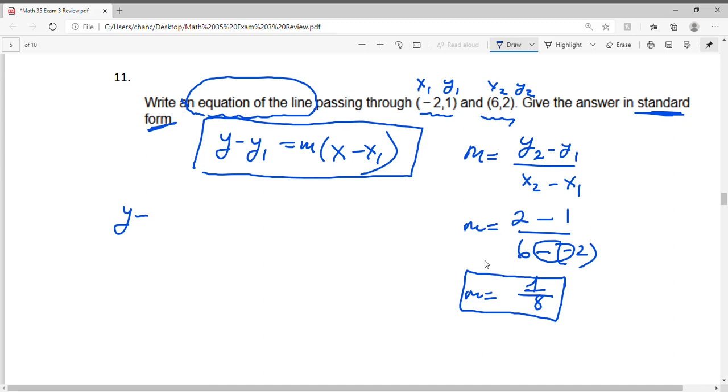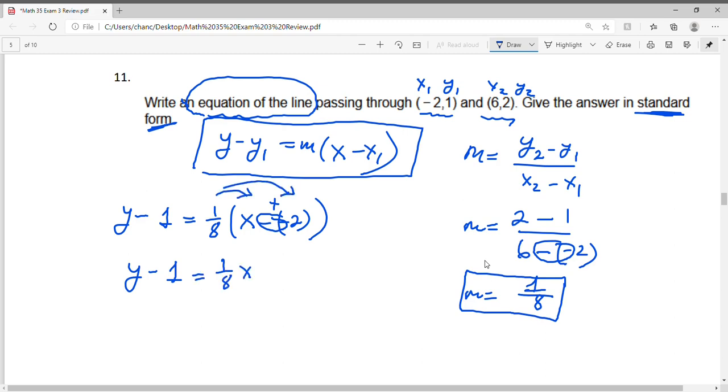y minus y1 is 1. That's equal to 1 over 8 times x minus, again we have that double negative, so be extra careful with that double negative. This is actually a plus sign. y minus 1 equals, we can distribute, this is 1 over 8 x plus 1/8 times 2 is going to be 1/4. Now let's simplify it a bit further. Let's add the 1 to both sides. We have y equals 1 over 8 x plus 1 over 4 plus 1.